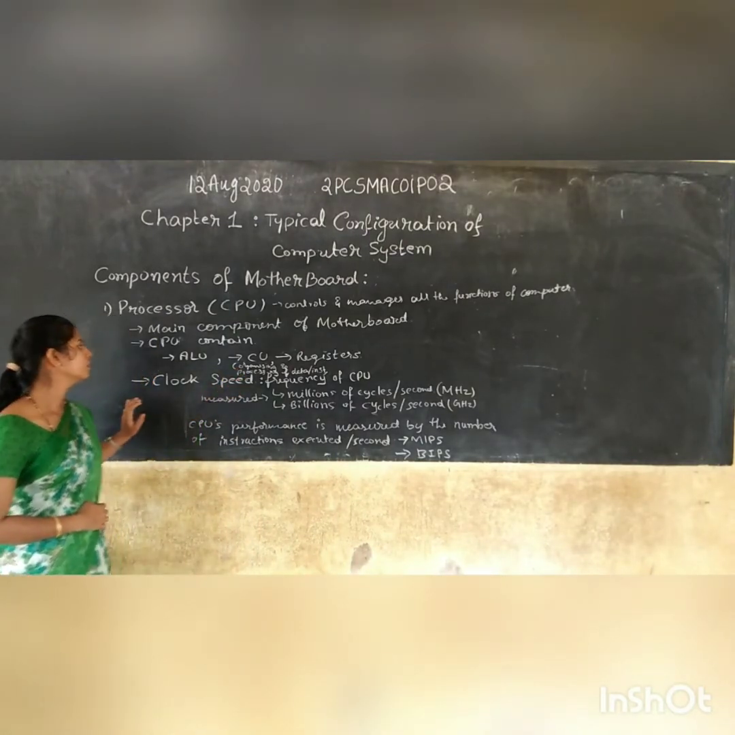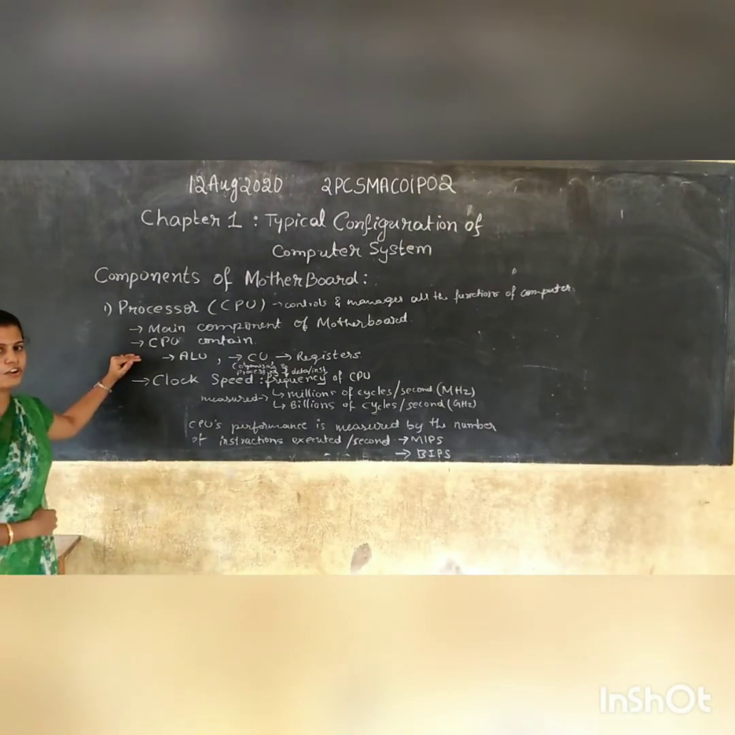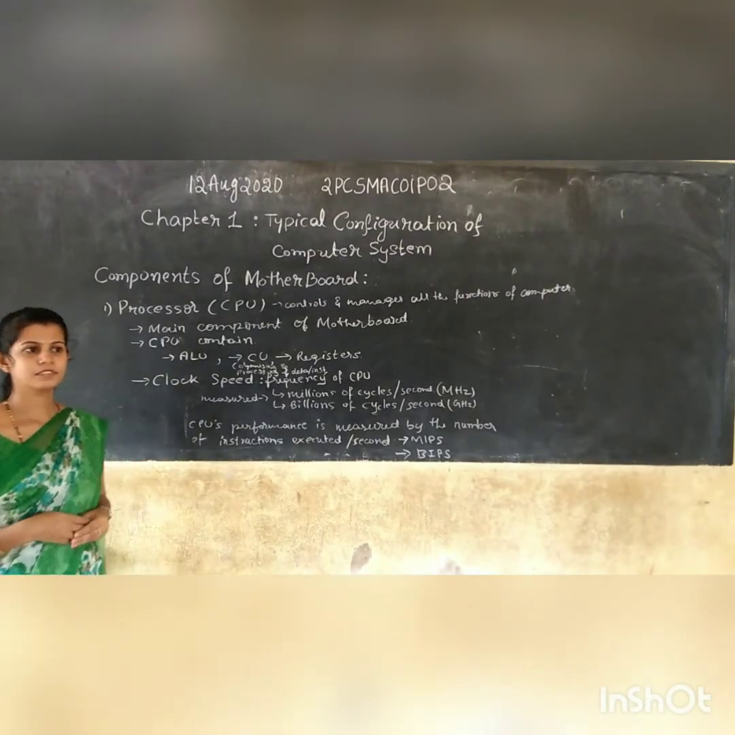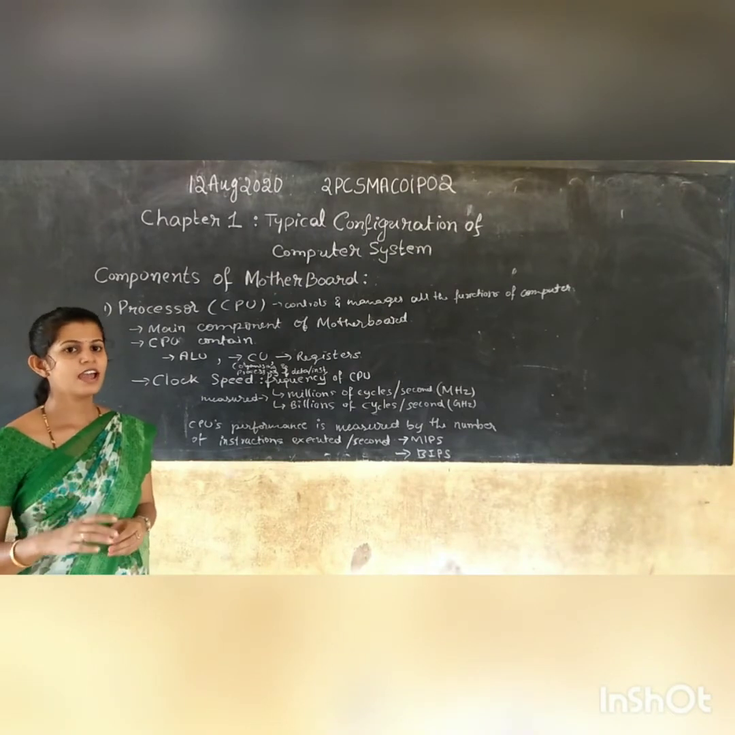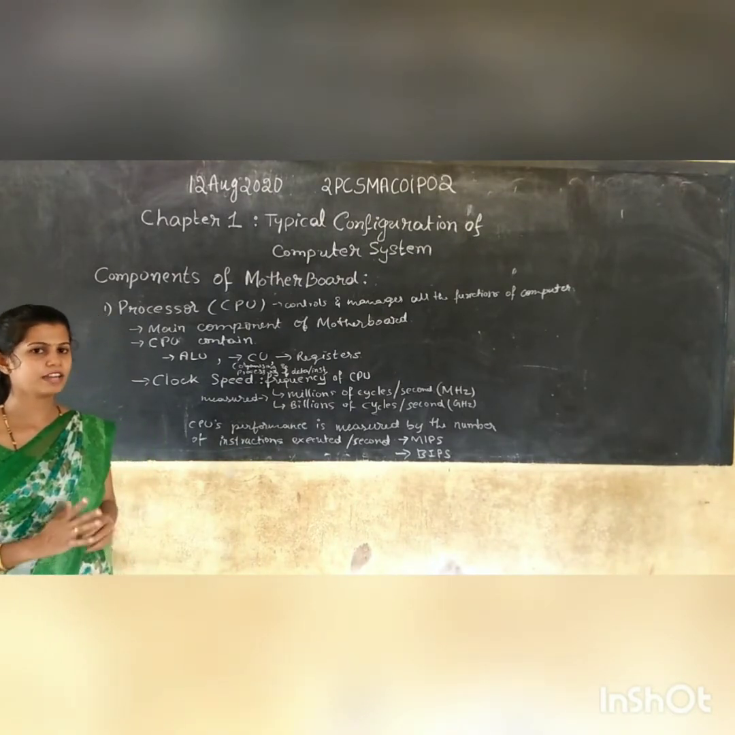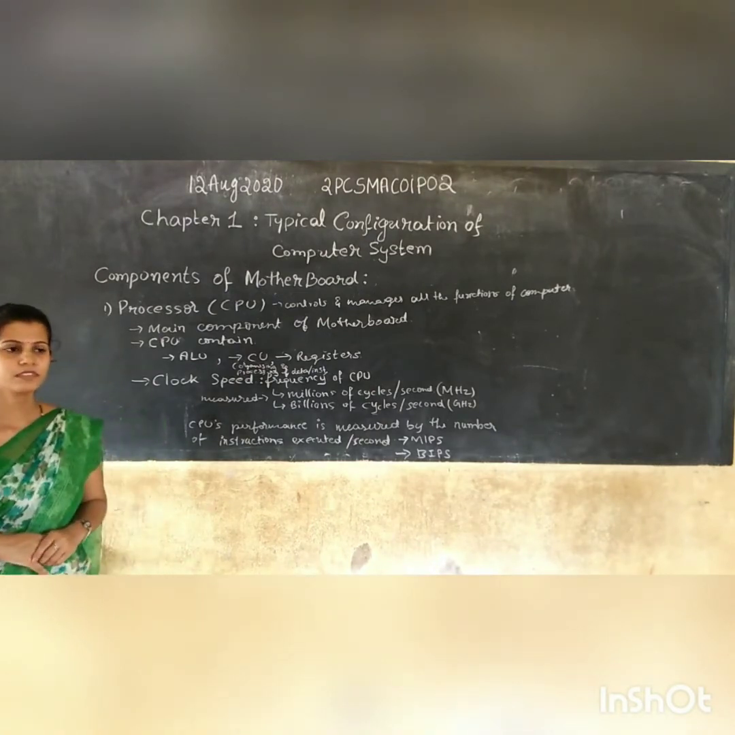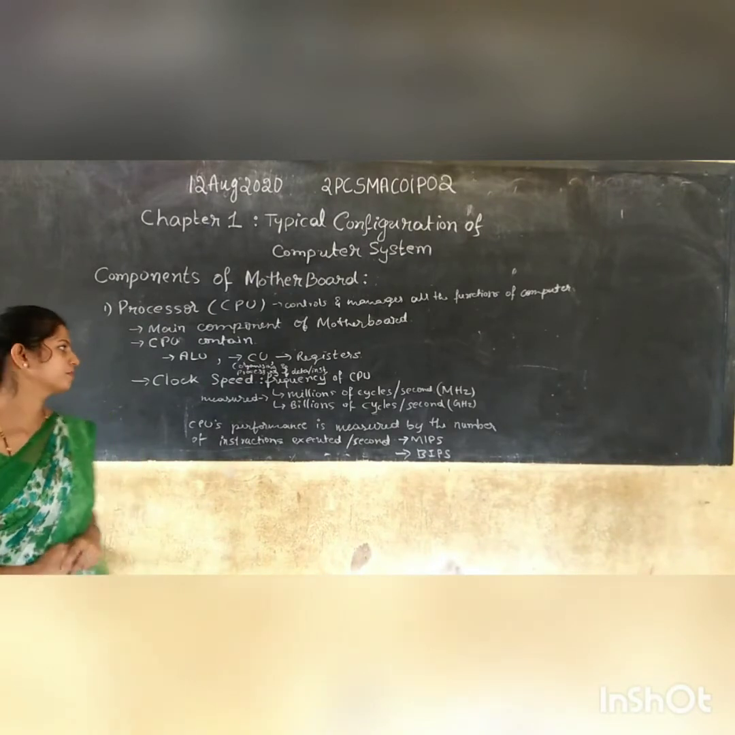So, when the CPU gets the instruction or data from the memory, it will check whether arithmetic and logical operations are needed or not, and if needed, then it will do some arithmetic and logical operations on that data. Then it will send the processed data to the memory.